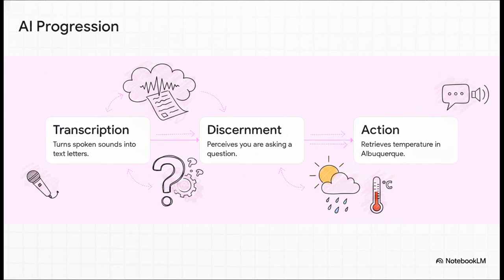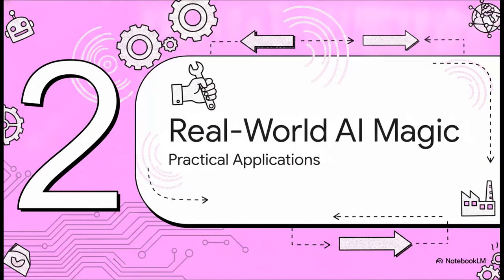Step 1, the computer just turns your spoken audio sounds into a string of text letters, which sure is impressive, but it's really just transcription. But then comes step 2. It starts discerning your actual intent. It realizes those words are structured as a question. And finally, step 3, it goes out, fetches the current weather in Albuquerque, and reads it right back to you. Going from just hearing sounds to actually discerning intent, that right there is the tipping point where a program becomes artificially intelligent. Section 2, Real-World AI Magic.